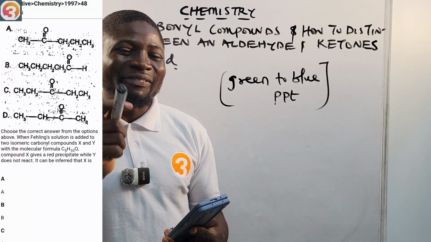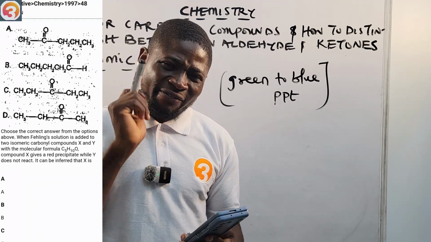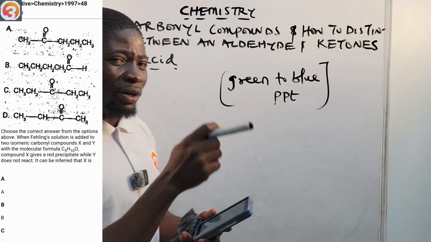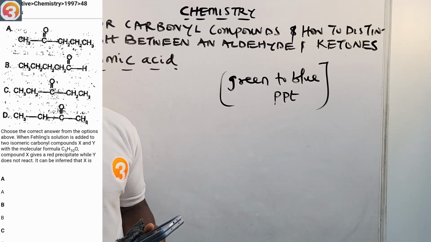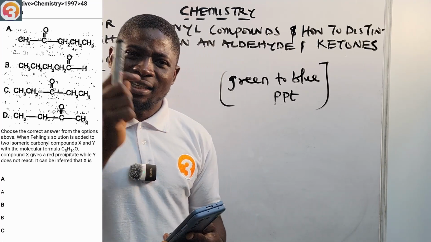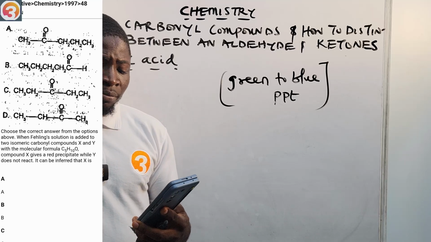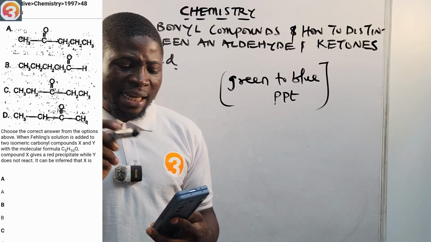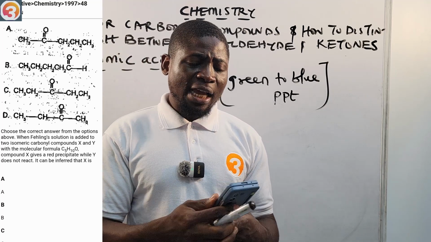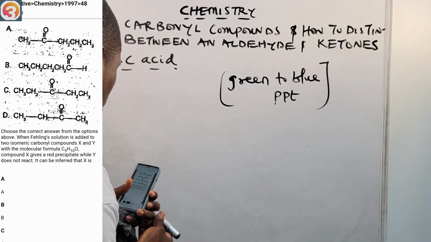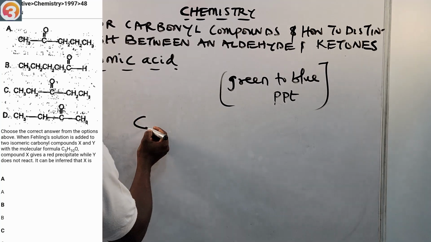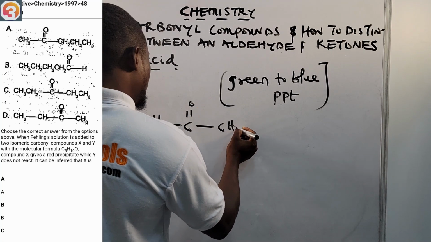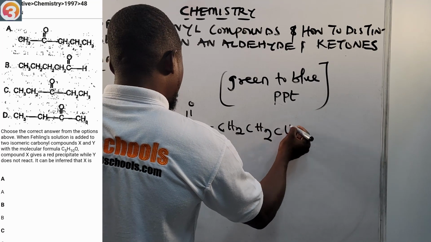X is definitely an aldehyde. So that's the first thing you need to first know. We have talked about using Fehling's solution, and that only aldehydes give a positive result, and a red precipitate is what is observed. So now we already know it's an aldehyde. Among the options, which of them is an aldehyde? You can see option A. Let us just distinguish. Let us draw all of these structures out. This is CH3, C double bonded to O, CH2, CH2, CH3.